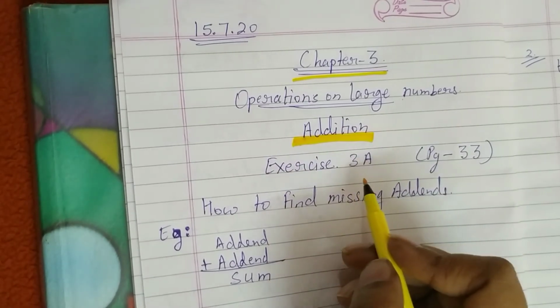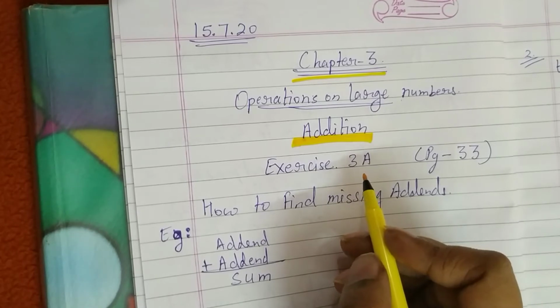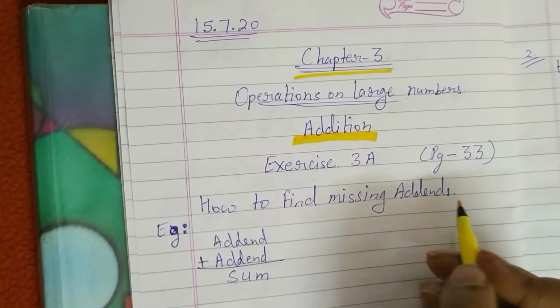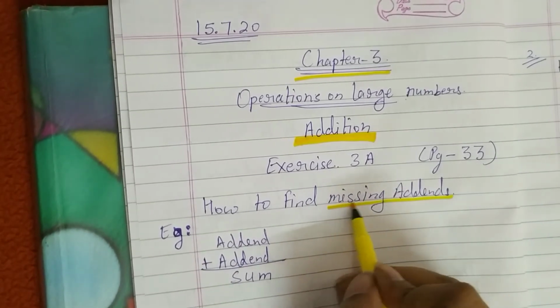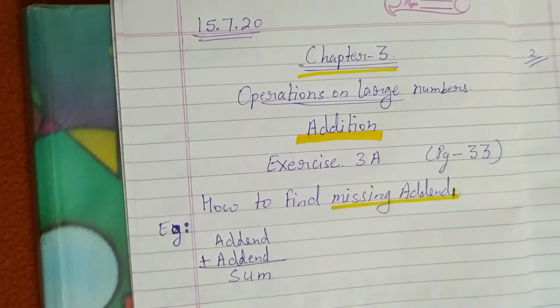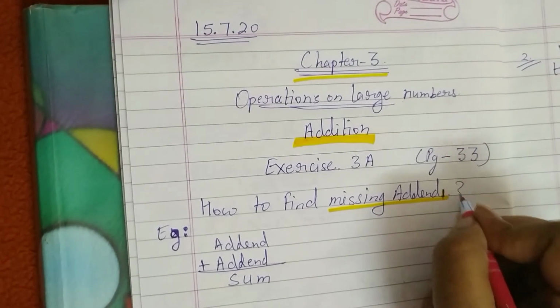Okay, so children, till now we have done how to do addition. Now in this class we are going to learn how to find missing addends. How to find a missing addend. This is what we are going to learn in this class.